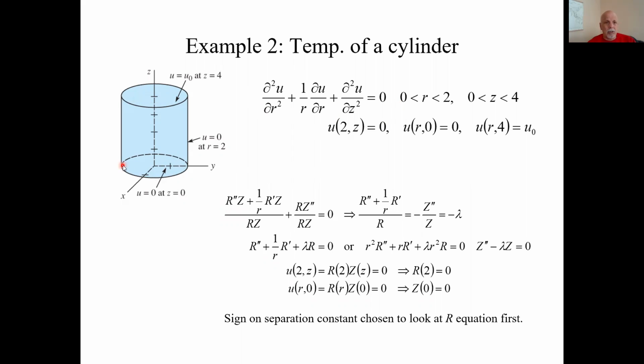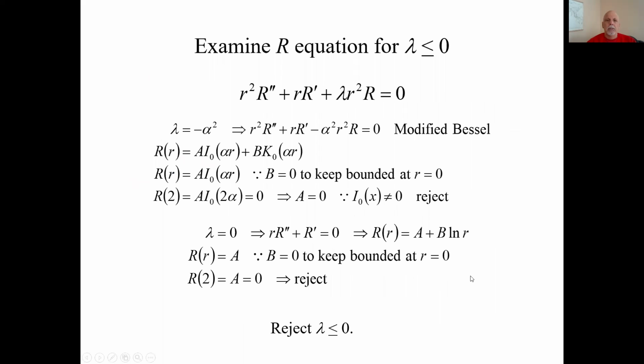Boundary conditions: the temperature is held at 0 at the bottom and around the sides, held at some constant temperature U sub 0 at the top. And U is the steady state temperature in this cylinder. I separated variables using the product method as usual. For positive and negative lambdas anyway, we got equations that were some kind of Bessel equation, and then this familiar second order equation, etc.